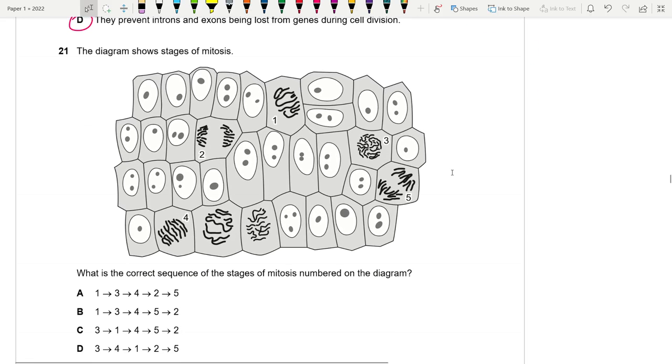21. The time shows the stages of mitosis. Which is the correct order of sequences? Okay. Prophase. Metaphase. Anaphase, telophase.